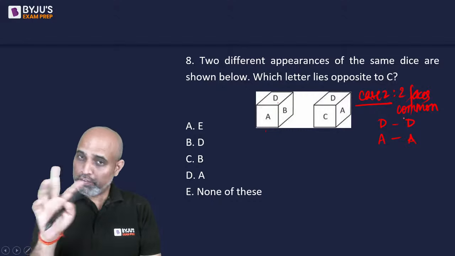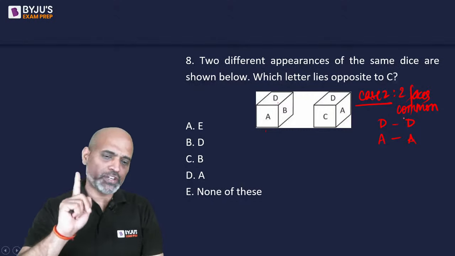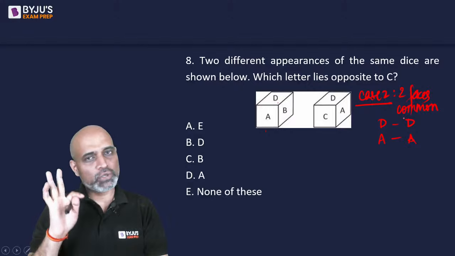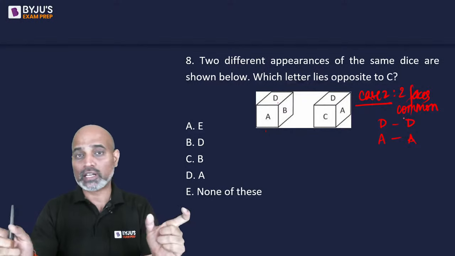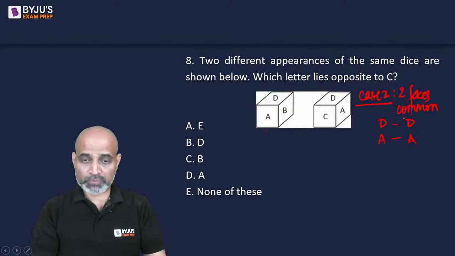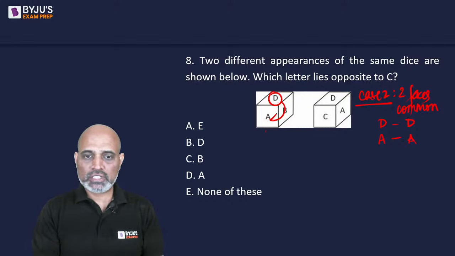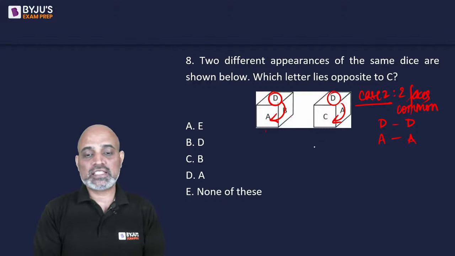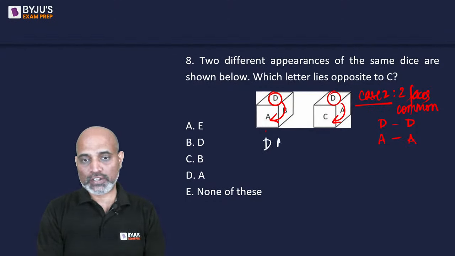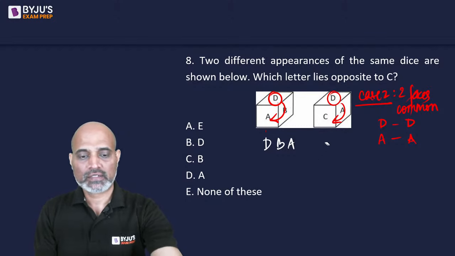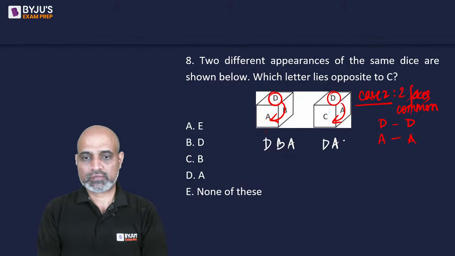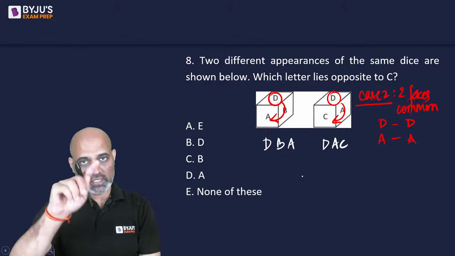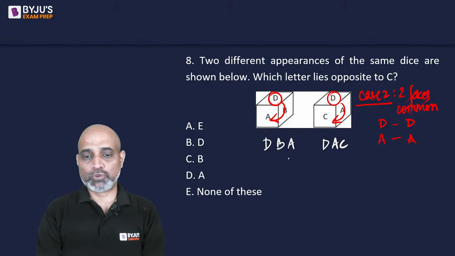So when you have two faces common, तो आप किसी भी एक फेस को पकड़ लो, D को ले लो या A को ले लो. Take the same letter and number written on both the dice. From there write down the things in the clockwise. So when you write down the things in the clockwise order, this one is going to give you DBA, this one is going to give you DAC. है ना? Clockwise, the way clock moves.